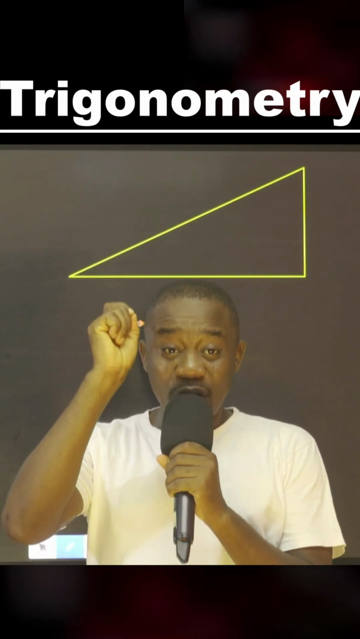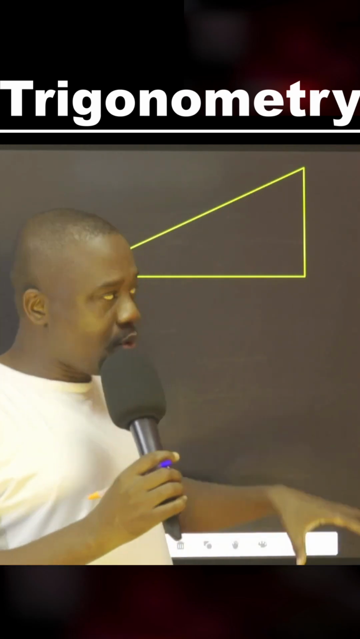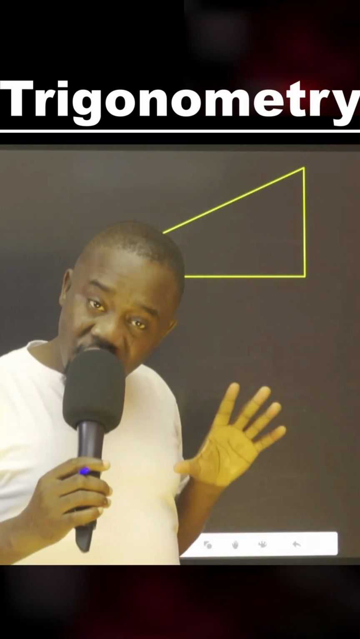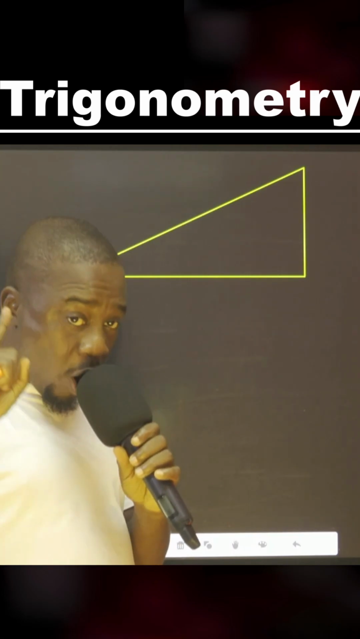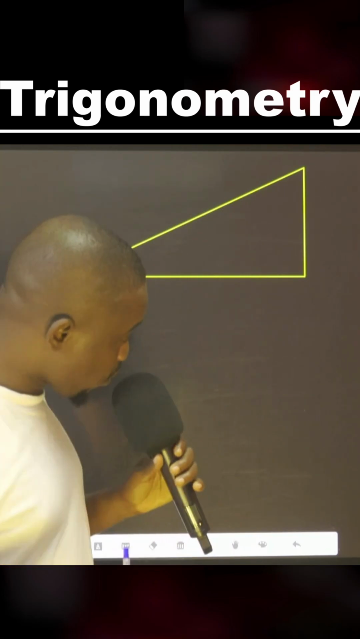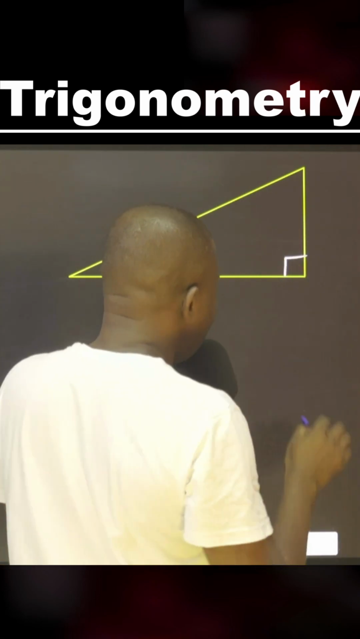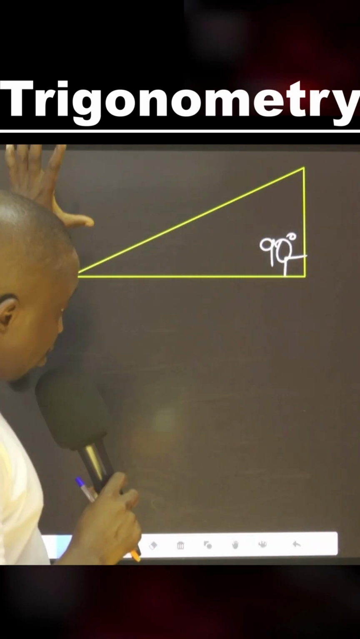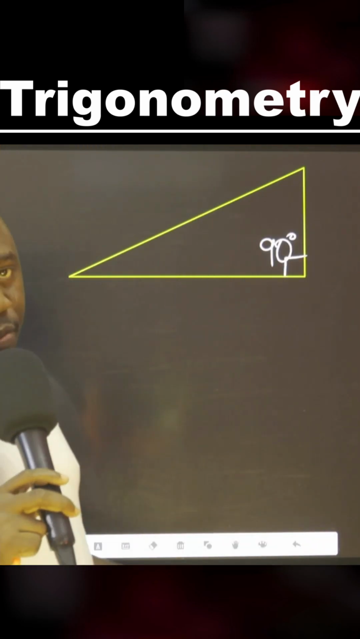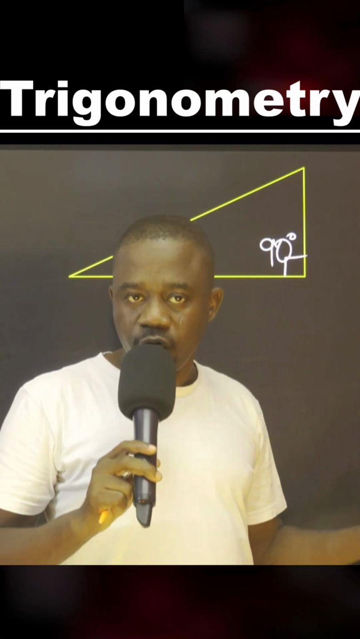Let's look at trigonometry. Trigonometry is only applicable on a right angle triangle. A right angle triangle is a triangle whereby one of the angles is what? 90 degrees. Say here, this is telling us that this is 90 degrees, so this is a right angle triangle. Because it's a right angle triangle, it is qualified to be used for trigonometry.